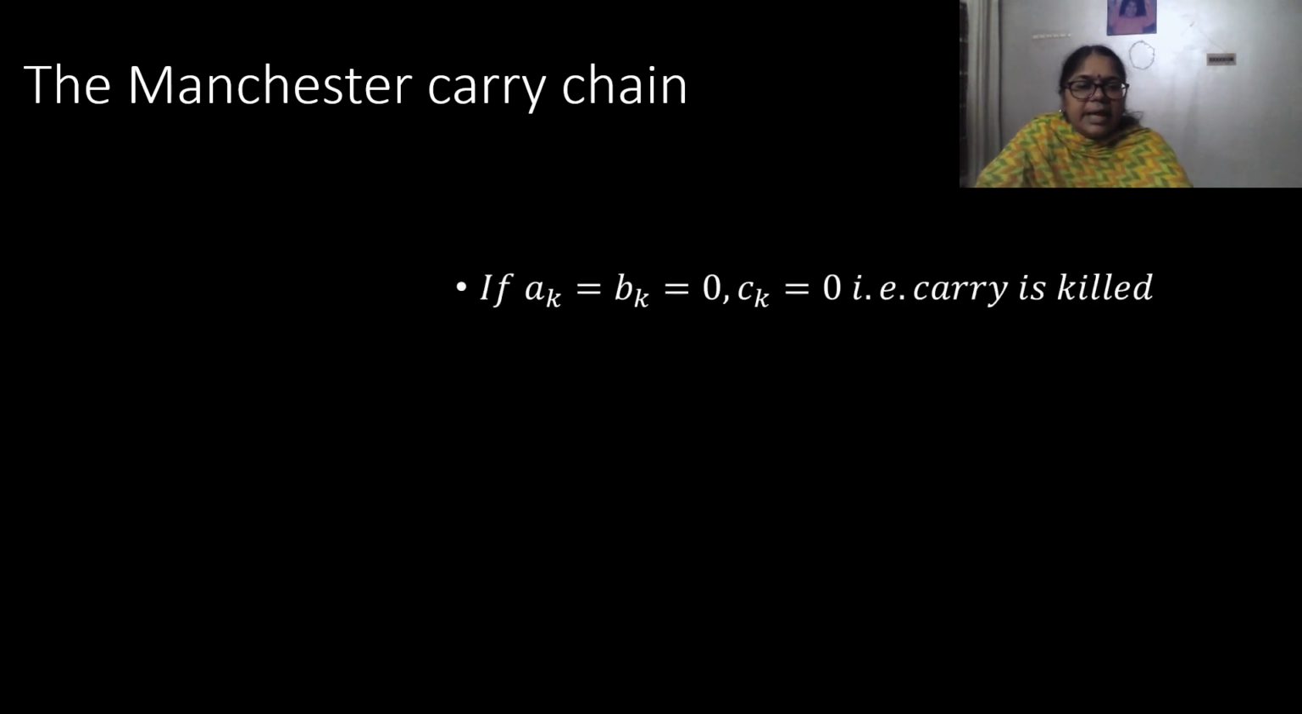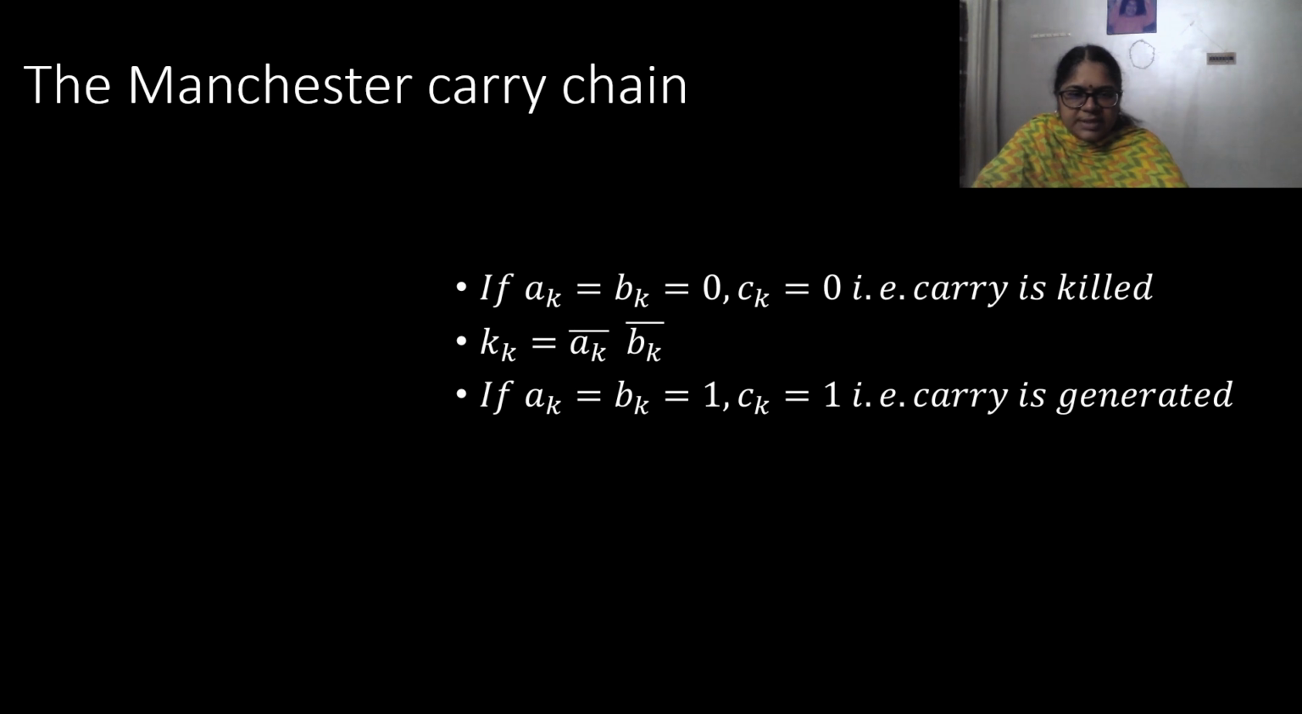Now, if Ak equal to Bk equal to 0, we know that the new carry generated is equal to 0. What does this mean? This means that whatever may be the previous carry, it does not matter. New carry is 0, or we can say that the carry is killed. Thus, the kill signal K is given by A bar into B bar.